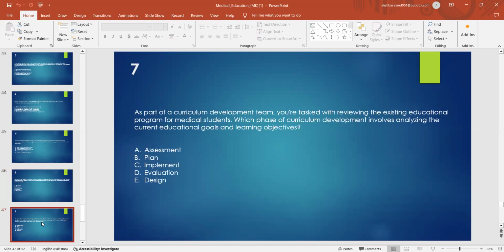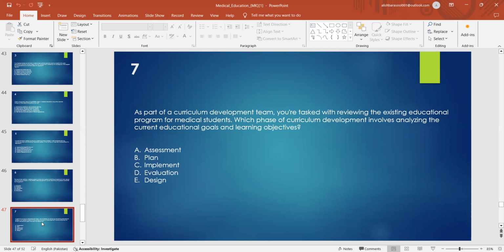As part of a curriculum development team, you are tasked with reviewing the existing educational program for medical students. Which phase of curriculum development involves analyzing the current educational goals and learning objectives? A, assessment, B, plan, C, implement, D, evaluate, or E, design?